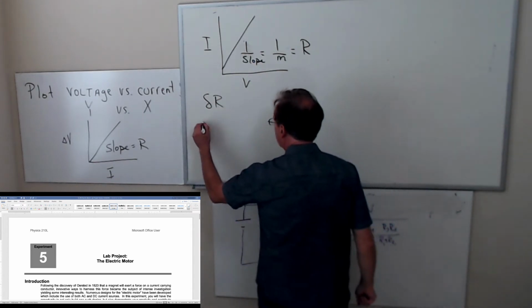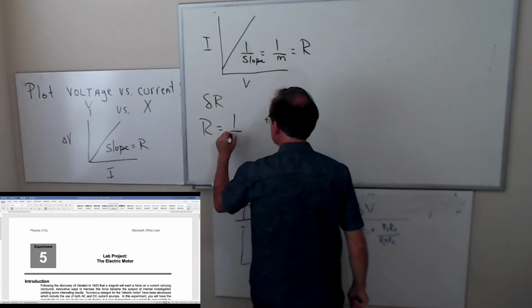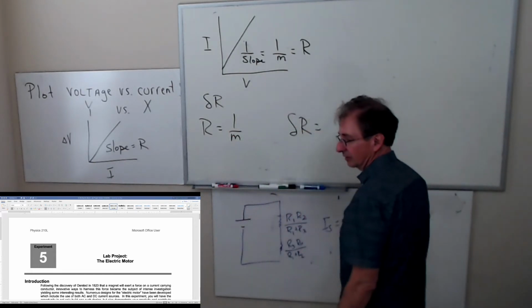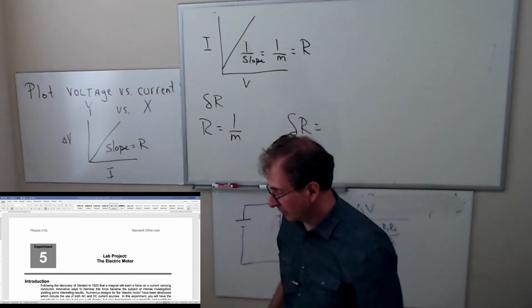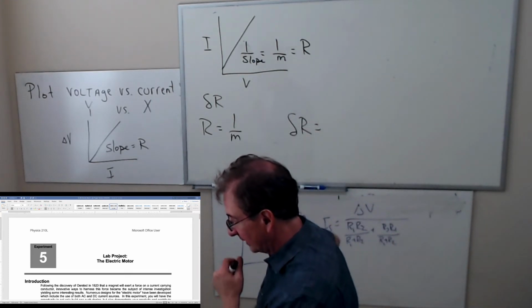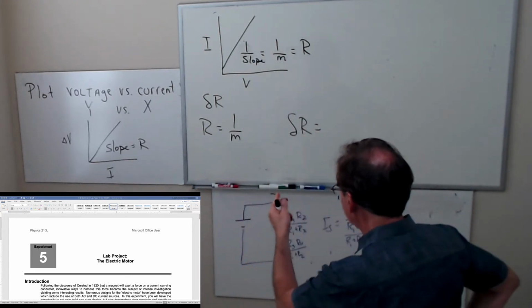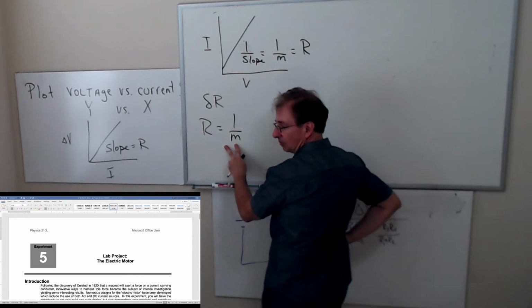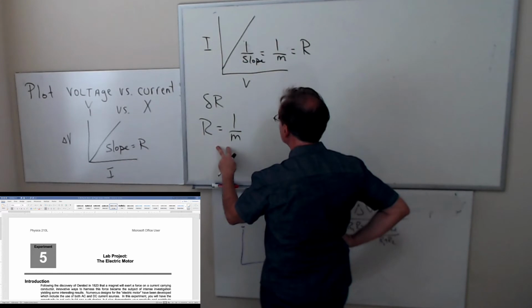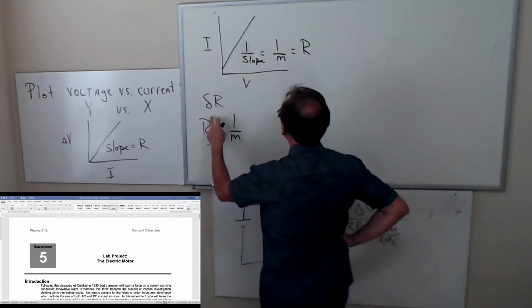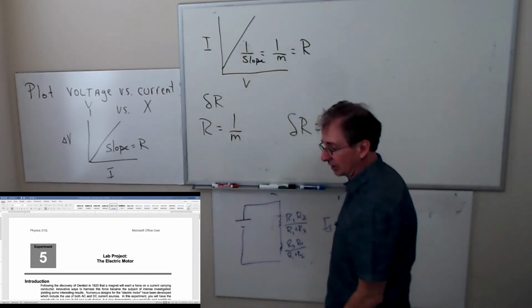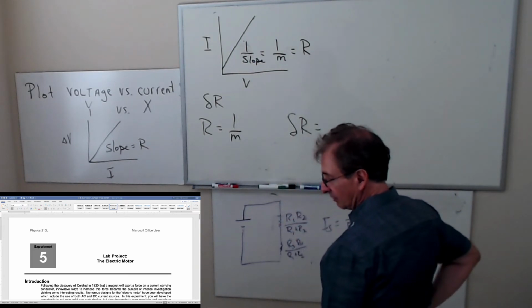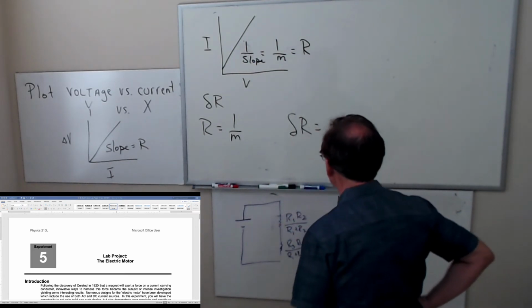If R is 1 over the slope, then what's delta R? You can't say it's delta M. R is a function; it is related to 1 over the slope. What some people did was say, oh, delta R is the uncertainty in the slope. And that's not true. You got to do error propagation.